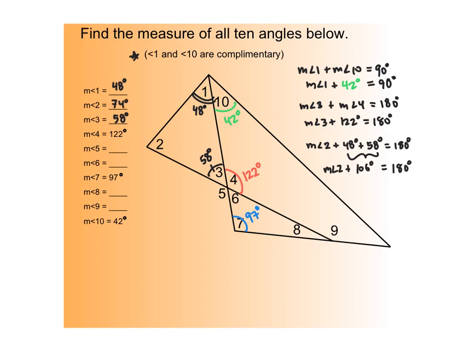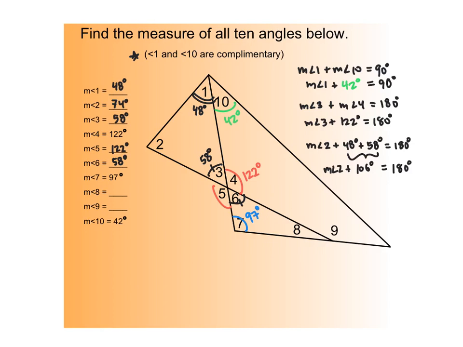Okay, let's move down toward angles 5, 6, 8, and 9. As we look at angles 4 and 5, we can see that they are vertical angles. Those angles should be congruent in measure, therefore angle 5 should also be 122 degrees. Likewise, angles 3 and 6 are vertical angles, so angle 6 will be 58 degrees, the same as angle 3.